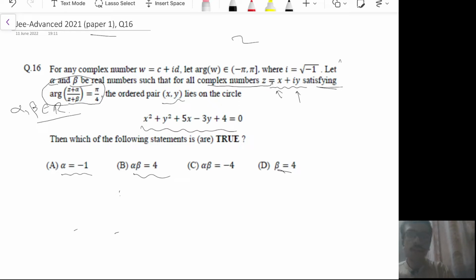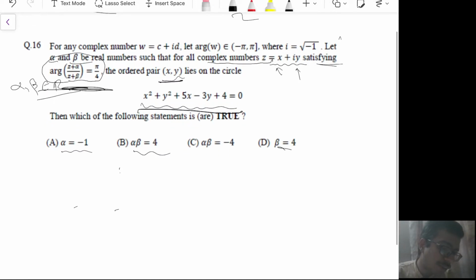If you look at this, argument of (z plus alpha) by (z plus beta) equals pi by 4, the first thing you may want to try is to substitute z equals x plus iota y. Then you can compute this ratio and see what the form of the argument is. All that can be done, but there is a very simple way. We know that it lies on a circle, and this equation also suggests that z should lie on a circle.